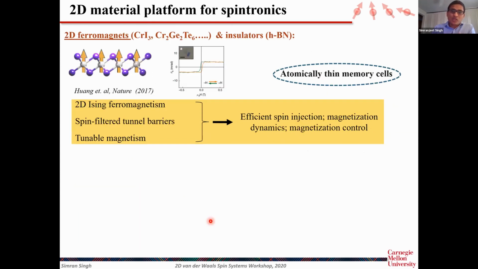And also, over the last couple of years, there has been very exciting development in the experimental realization of long-range magnetic order in thin flakes of van der Waals materials, particularly chromium triiodide, chromium trichloride, CGT, FGT, and this allows us to probe spin or magnetism-related phenomena in atomically thin materials.